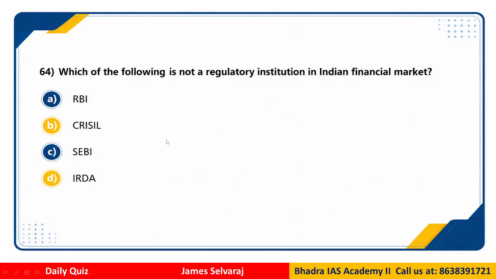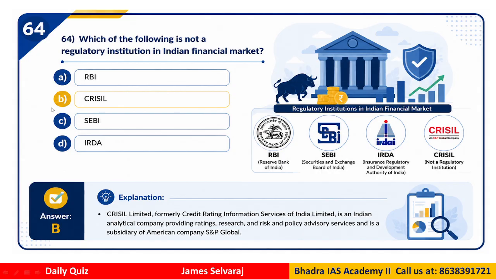Okay, let's go to question number 64. Which of the following is not a regulatory institution in the Indian financial market? This is about the capital market, finance market regulation. So which is not a regulatory body? RBI, CRISIL, SEBI, IRDAI. So the correct answer, if you see, is very easy.